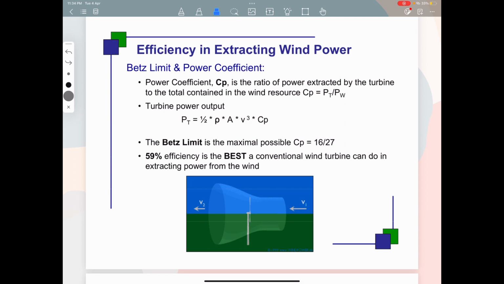The Betz limit is the maximum possible Cp, which is equal to 16/27. And 59% efficiency is the best a conventional wind turbine can do in extracting power from the wind.